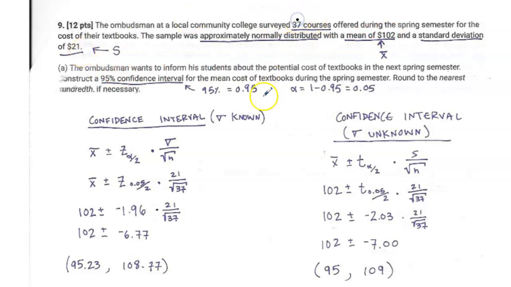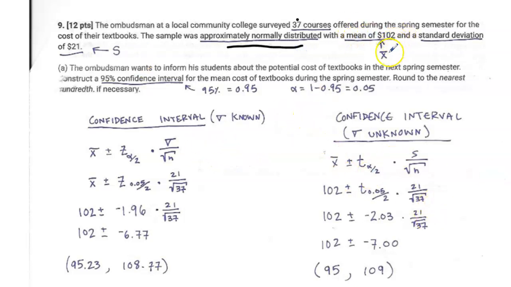Incidentally, since we have 37 courses, that's more than 30, so we're able to assume that the sampling distribution is normal as well, but it's always nice to hear that. Oh no, it says the sample is approximately normally distributed. So that's important for our use of either Z or T, which I'll get to in a second.